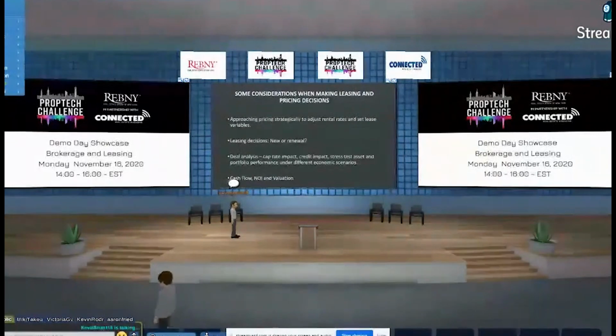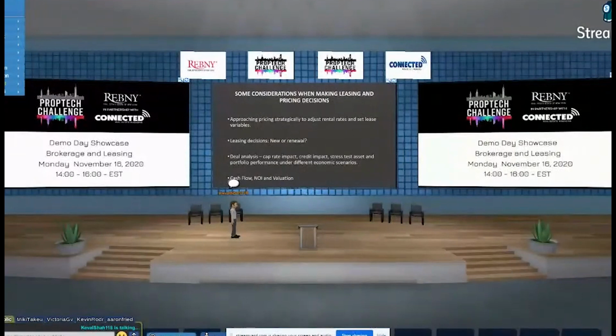Let's talk about some of the leasing and pricing decisions that asset managers, or landlords, have to make. From a landlord's perspective, it's how do you approach pricing strategically, adjust rental rates, and set lease variables? Factors like tenant credit and its effect on asset values, long-term leases, and high cash flow matter. If you're a landlord considering selling your property or looking to refinance, maybe you want to max out rental income in the year that you're going to refinance. Upon lease expiration, as a landlord you make decisions on whether to renew or find a new tenant. We really help asset owners make informed decisions on these.